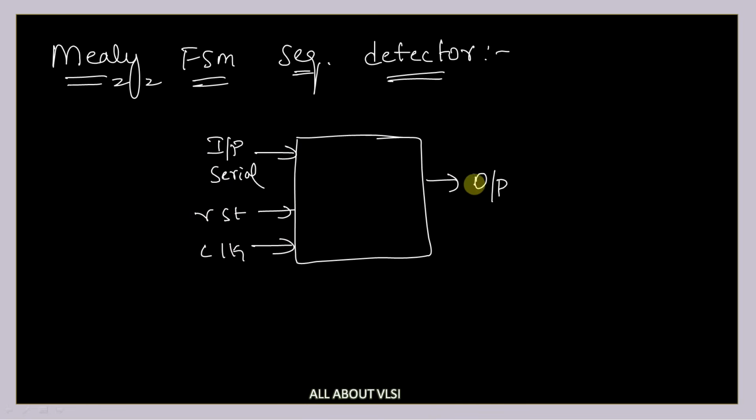Let's say I want to detect the sequence 1 1 0, and from the LSB onwards I provide my input to the design. Whenever I apply 1 1 0 to my input, my output should become 1, else my output should become 0. For that, we already know the state diagram, and one more time I'm going to draw how it looks for 1 1 0.